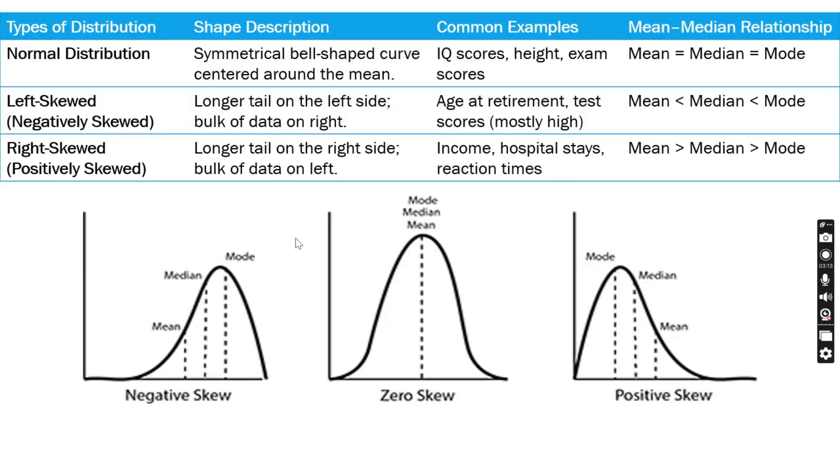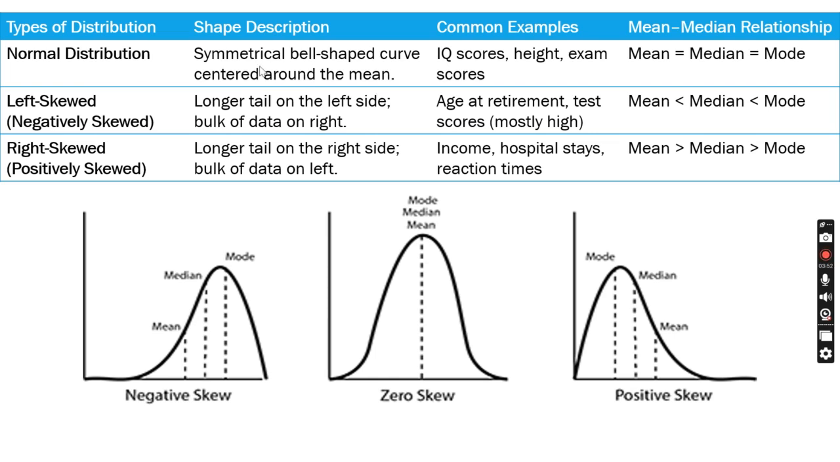The second point is the type of distribution. We also have to understand the different types of distribution. We have three main types. The normal distribution is here in the middle. When you collect a large sample, you find that most of the data is scattered in the middle. Most of the values you calculate are in the middle. So you have a symmetrical bell shape. This is like the IQ scores, the height, the exam scores.